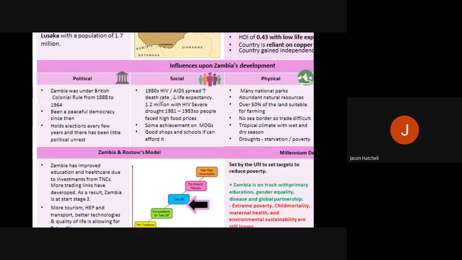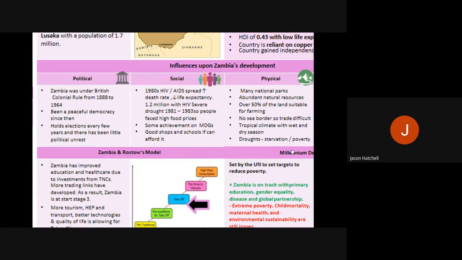There were also some improvements and achievements on the Millennium Development Goals, which we'll talk about in a few minutes' time and show you how those improvements have progressed. And finally, if people did have enough money and do have enough wealth in Zambia, there are good resources in terms of shops and schools, but remember, you have to be able to afford them. You have to be able to pay for them.